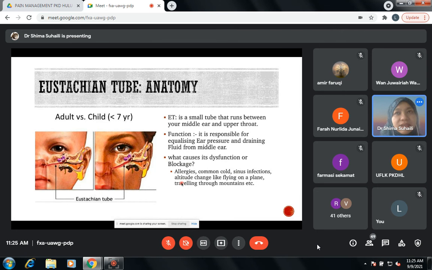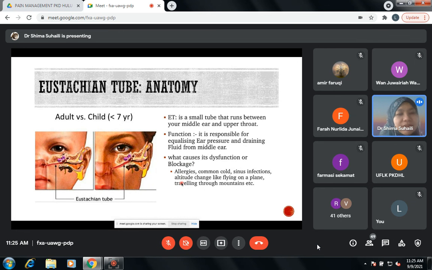Contohnya patient yang pergi hiking, macam kalau mention ni Mount Kinabalu, ataupun patient yang naik flight, you know, suddenly dia dapat ear block kan. And lastly, patient yang pergi diving. Okay, so these are all the activities that can induce barotrauma.